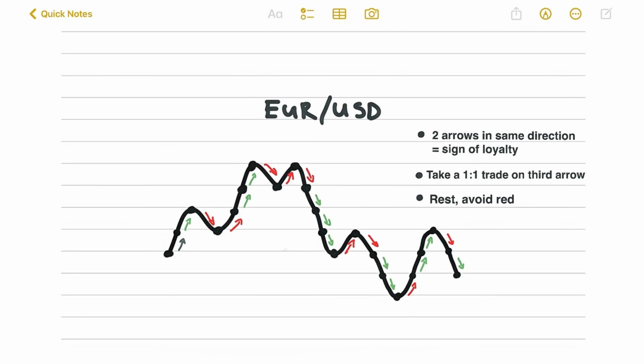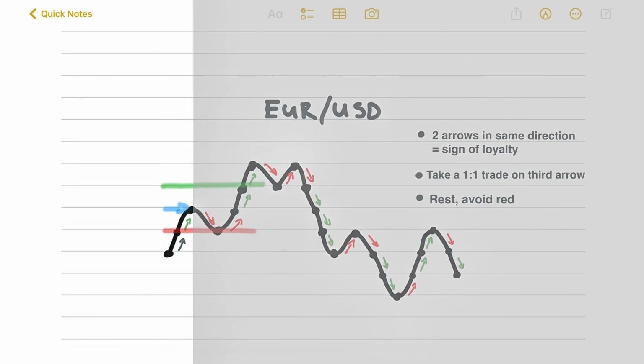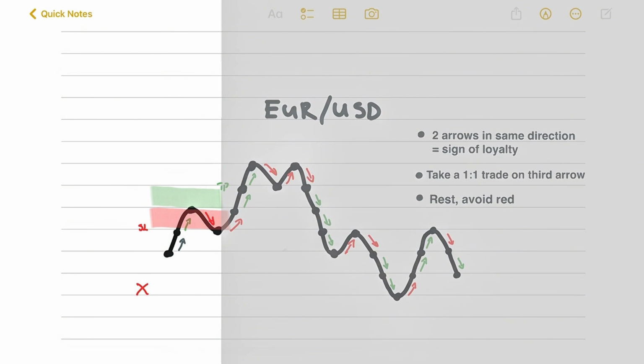So based on these three rules, let's take some trades. Here we have an arrow up, another arrow up, sign of loyalty. So we take a trade here, stop loss here, and take profit here. Remember, at this point, we don't know yet what's going to happen on the right hand side of the chart. So we're just going to pretend like we don't know what's going to happen on this side. An arrow up followed by another arrow up, sign of loyalty. Our trade is taken. And as you can see, we lose this one.